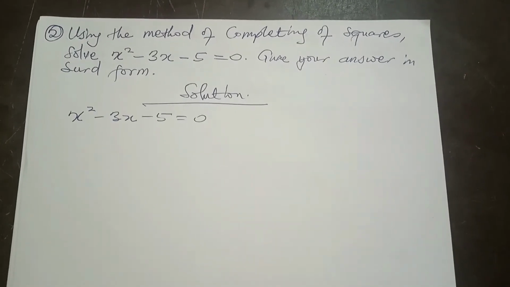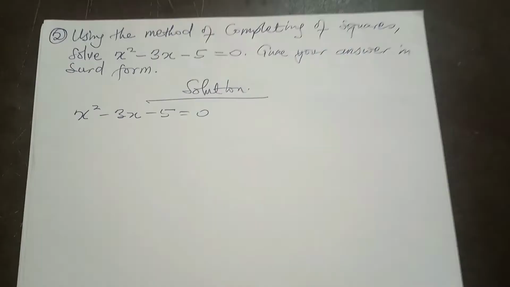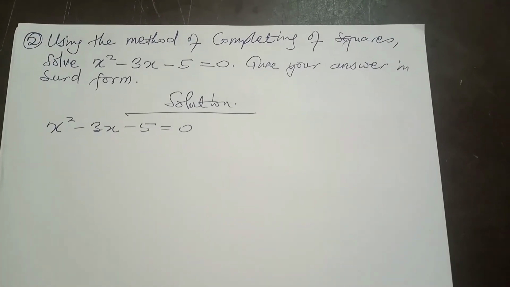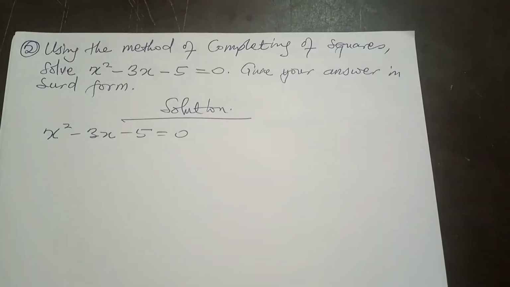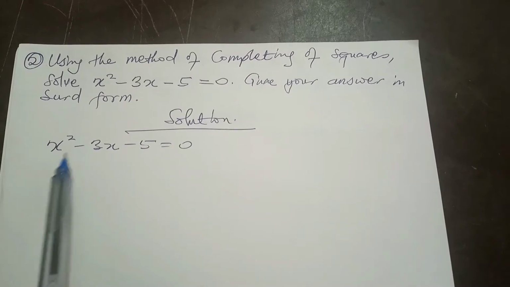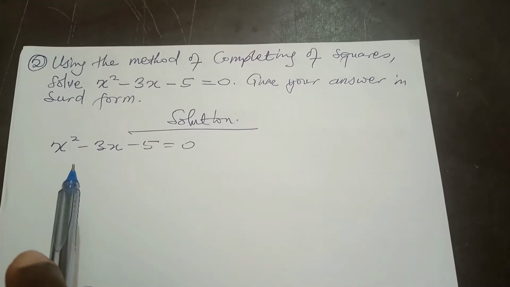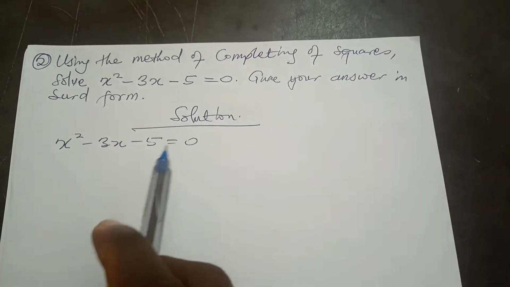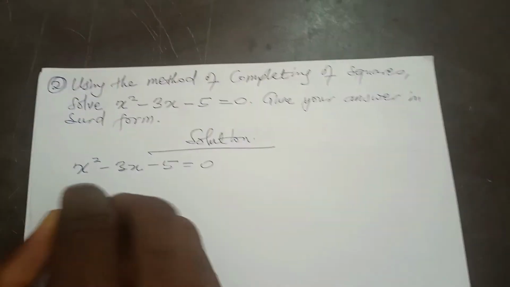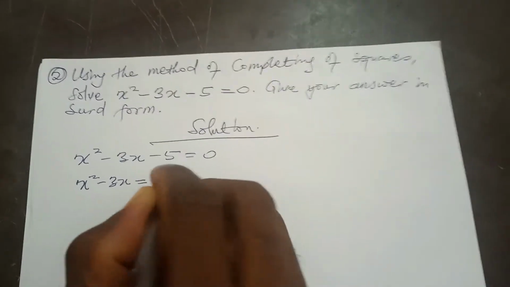Example 2 is using the method of completing the squares. Solve x squared minus 3x minus 5 equals 0. Give your answer in surd form. So here, step 1 has already been dealt with for us because the coefficient of x squared is 1. So we go straight to the next step, which is to move the constant term to the right hand side. That will give us x squared minus 3x equals 5.